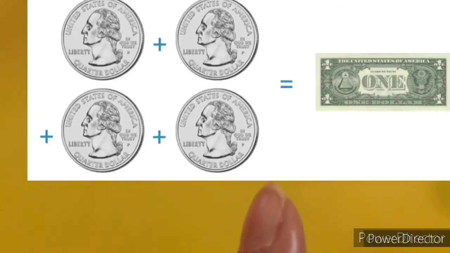25, 50, 75, 100. So only 4 quarters to equal $1 or 100 cents. And remember, 100 cents equals $1.